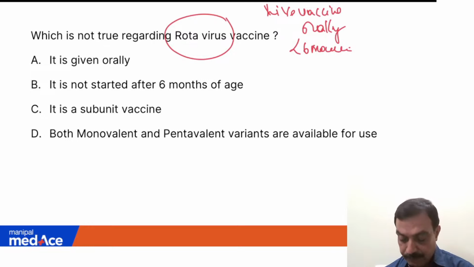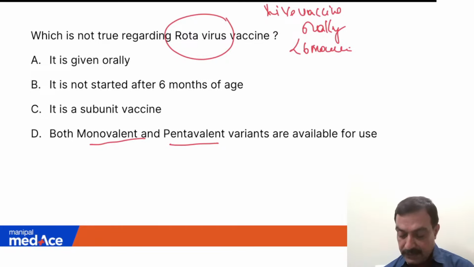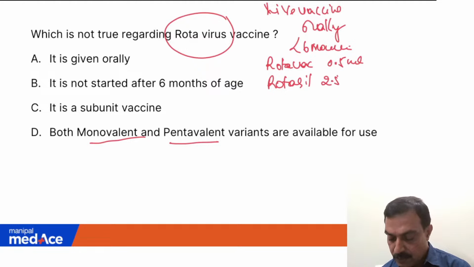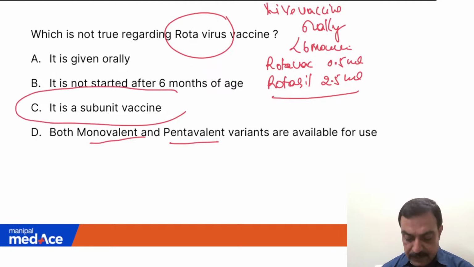Yes, it is given orally, and both monovalent and pentavalent variants are available. In fact, the dose differs: Rotavac is around 0.5 ml, whereas Rotasiil is around 2.5 ml. So "it is not a subunit vaccine" is the wrong statement. In fact, there's a correct answer here, whereas the others are true for rotavirus.